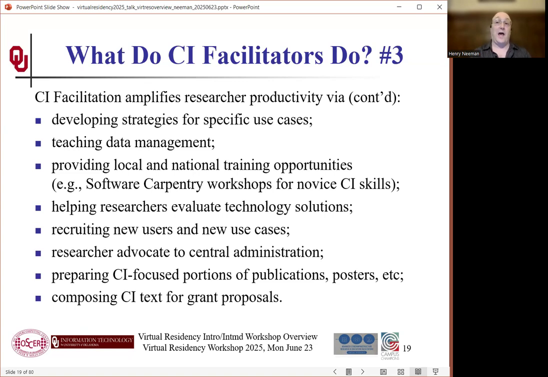Advocating to central administration on behalf of researchers. Preparing the cyber infrastructure focused aspects of papers, posters, what have you, and composing cyber infrastructure related text for grant proposals. And again, this is by no means an exhaustive list, but it took two screenfuls just to get through this subset. This is a very broad range of activities. So you can tell this is a very broad facing kind of profession that really requires an awareness and a sort of ever-growing skill set, a stack of skills to be able to provide the capabilities that the researchers at your institution need.